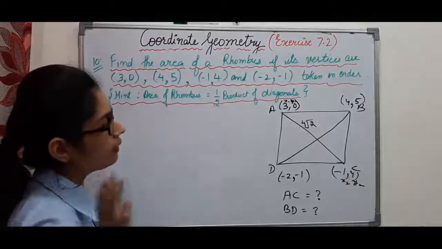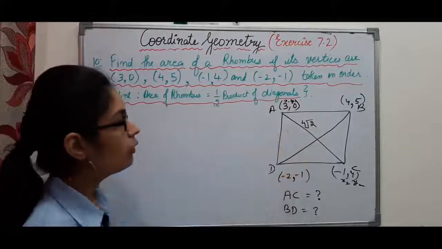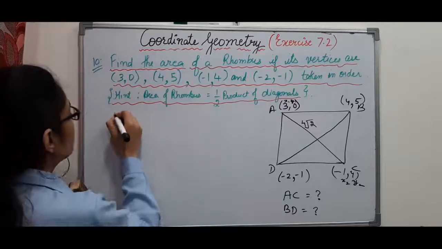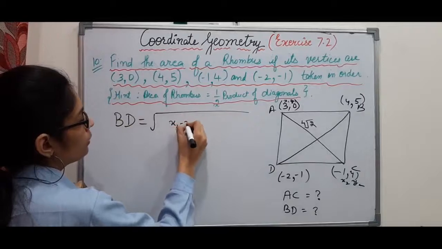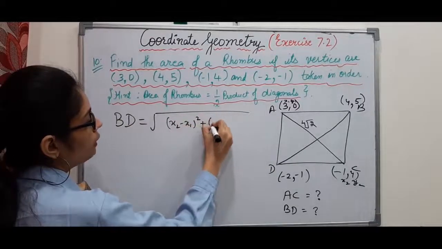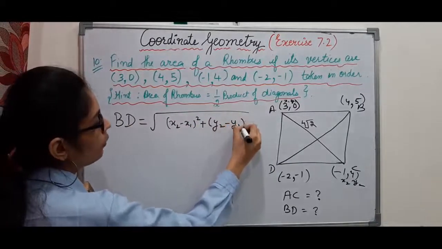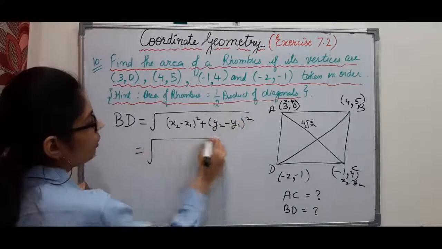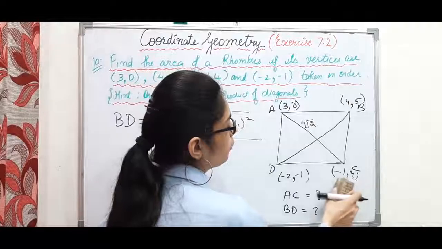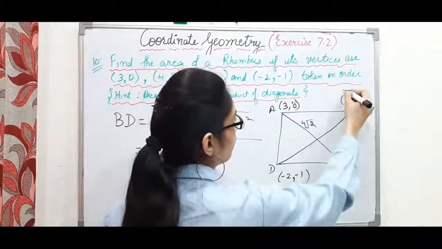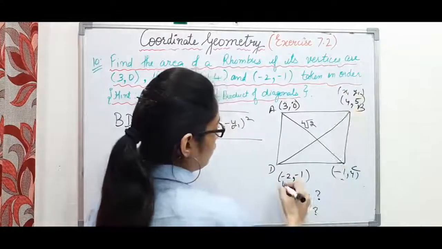Now we have already found the value of AC. Now let's find the value of BD by applying the distance formula: x2 minus x1 whole square plus y2 minus y1 whole square. Now x1, x2, y1, y2 we will write here for B and D.